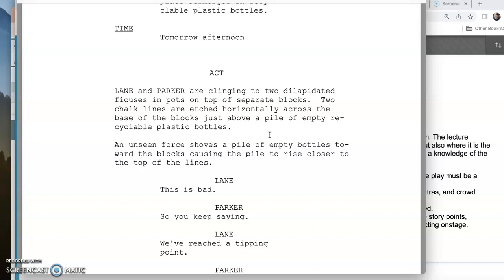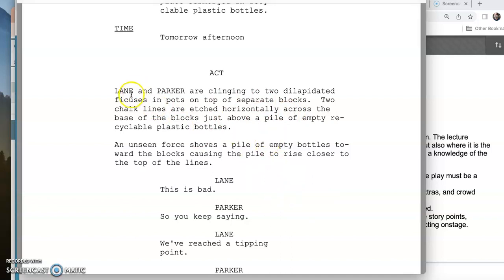When you put in things like time of day, location, it needs to somehow be translated into dialogue or something that someone can visually see. The audience will not be reading this, so they cannot know anything that's in the stage directions unless it's realized on the stage.